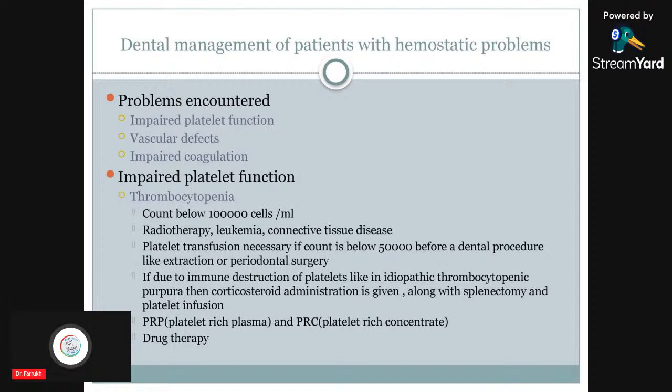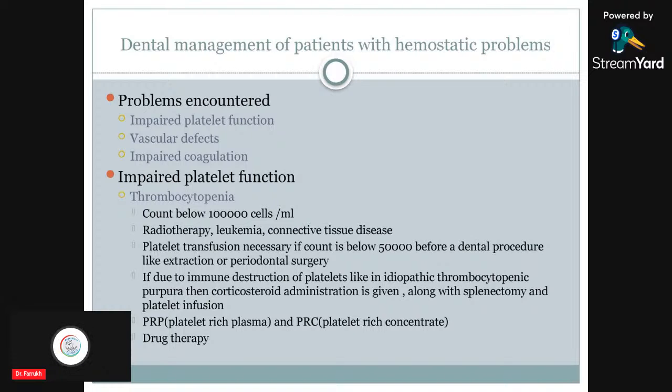What about dental management of patients with hemostatic problems? This is one topic. Problems encountered are impaired platelet function, vascular defects, and impaired coagulation. Impaired platelet function includes thrombocytopenia, where the count is below 10,000 cells per ml, radiotherapy, leukemia, and connective tissue disease. Platelet transfusion is necessary if the count is below 50,000 before a dental procedure like extraction or periodontal surgery.